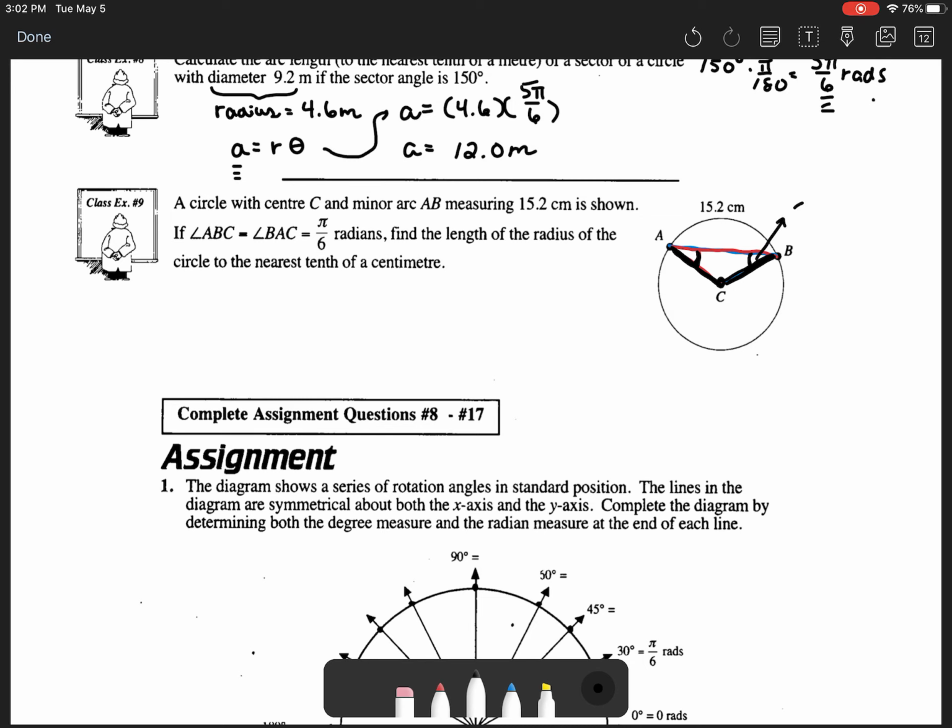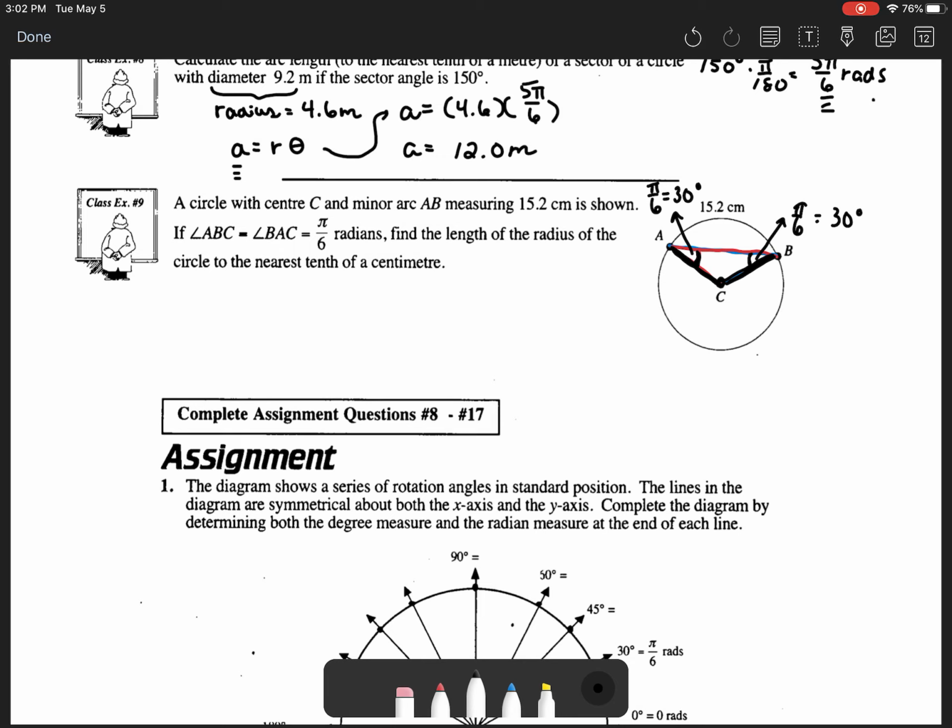And they are both pi over 6. So this angle is pi over 6 radians. That's like 180 over 6, so that's the same thing as 30 degrees. This angle here is also pi over 6, which means it's also 30 degrees if you wanted to think in degrees.